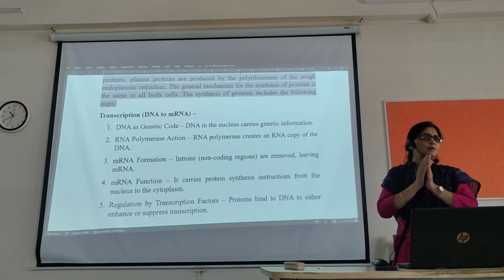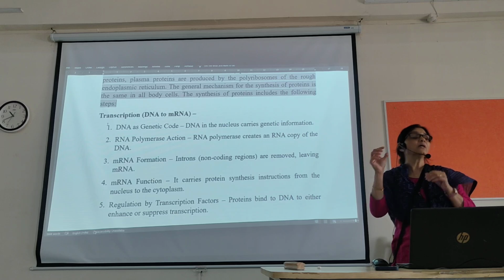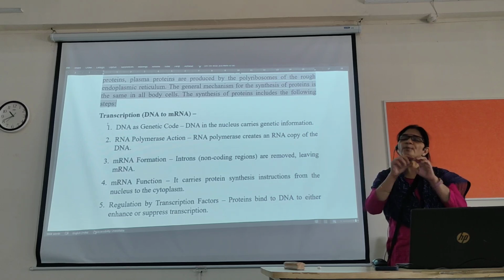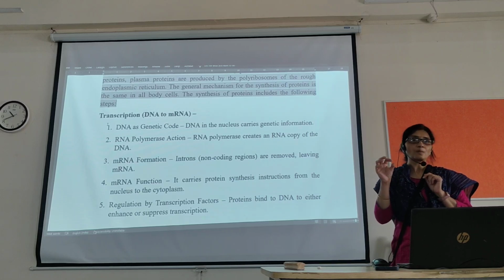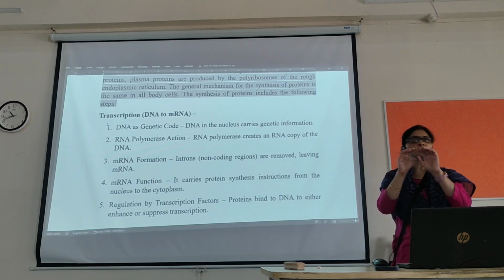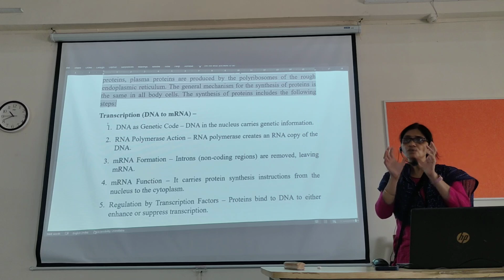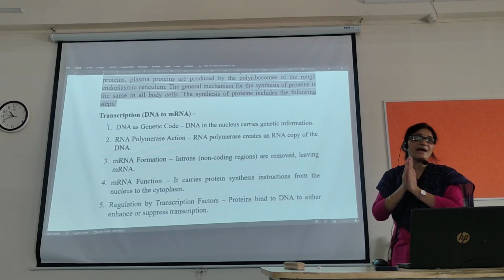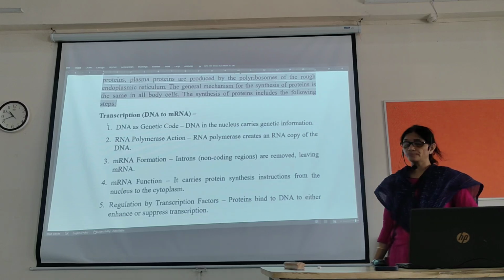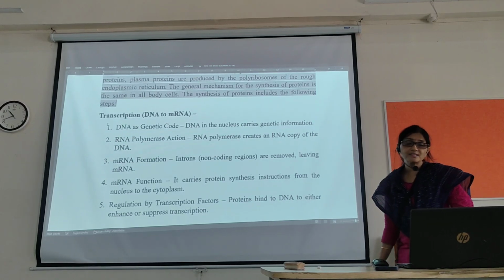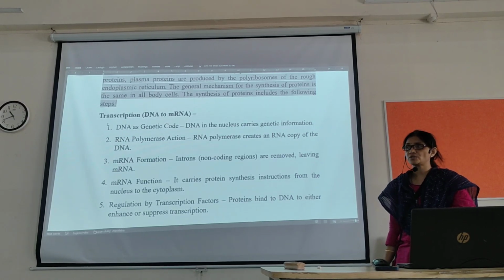That these pairs are called the coding. Okay, प्रत्येक अमिनो ऍसिडचा और प्रत्येक प्रोटीनचा हा कोड हा फिक्स असतो. Okay, in every population, in every person, those genetic codes vary. Okay, so DNA as a genetic code. So DNA in the nucleus carries the genetic information.